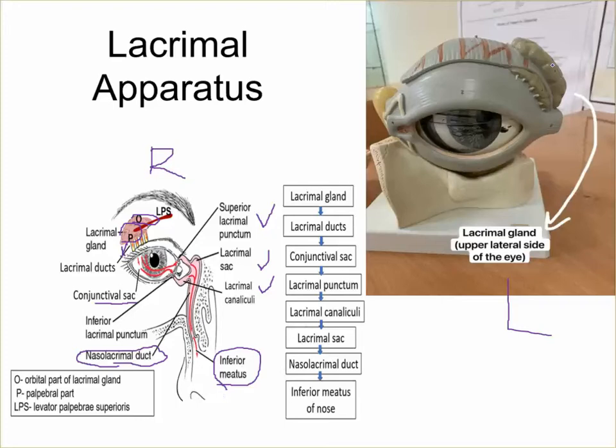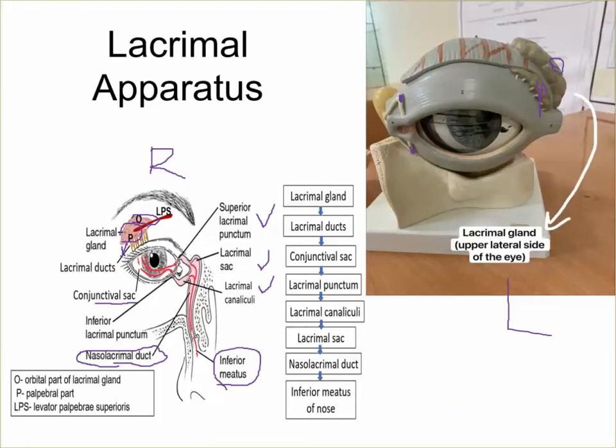In this specimen we can see the lacrimal gland, so this will be the orbital part here and this is the palpebral part. And then we can also see this one here, above and below. These are the superior lacrimal punctum and the inferior lacrimal punctum. We may not be able to identify the other structures.